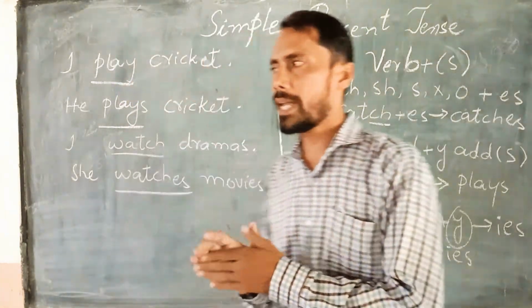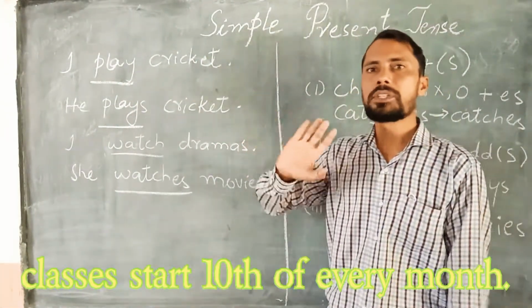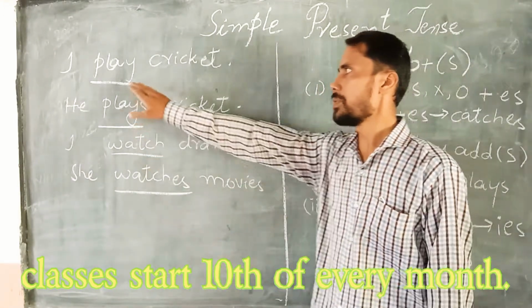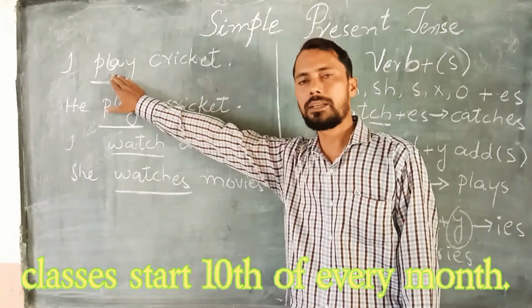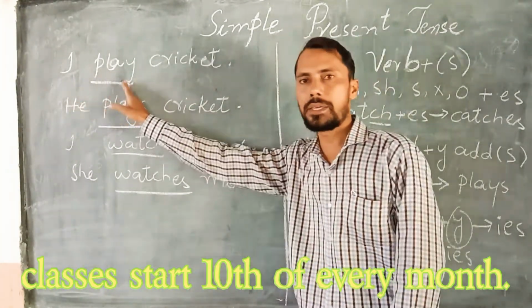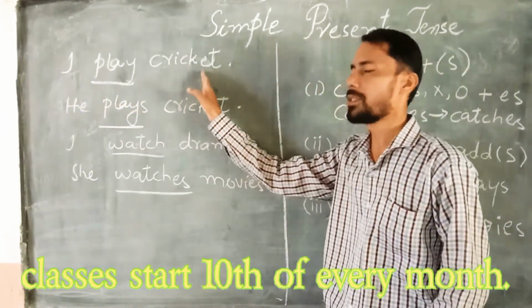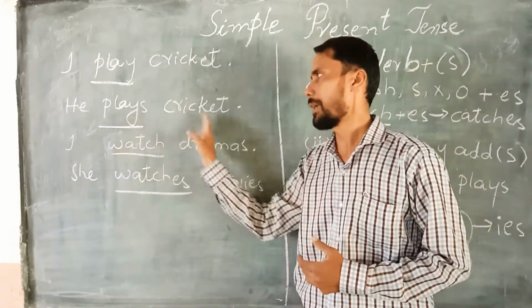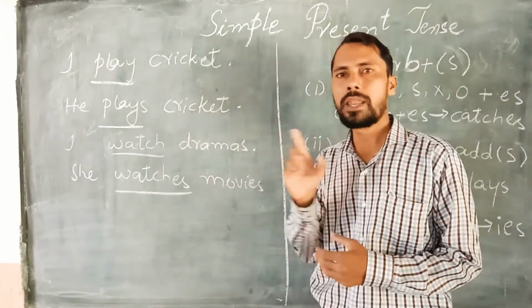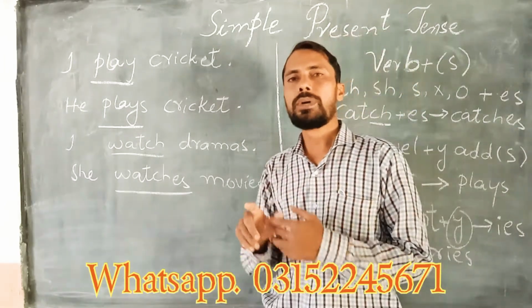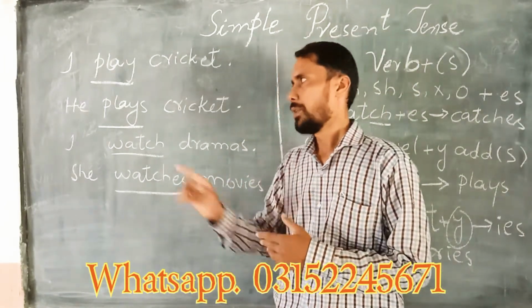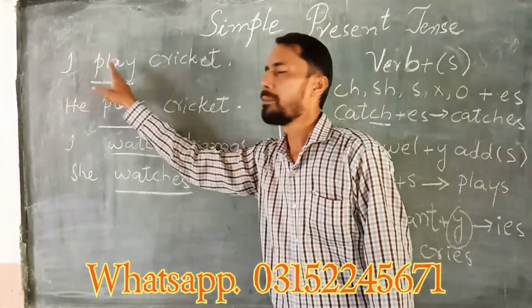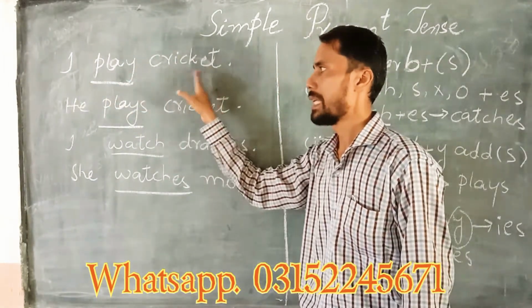Now, just look at some sentences here. With subject I, we, you, and they, we use verb without S, that is play. I play. I play cricket. He plays cricket. Now remember, whenever you use first form of verb with he, she and it, you add or you put S in the end.